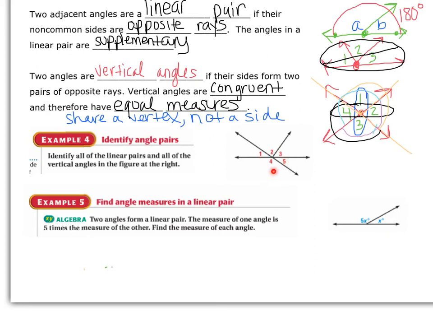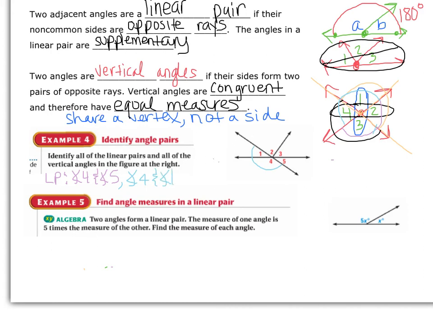5 and 4, do you see 5 and 4 right there? They are sitting right here. And if you were to measure 5 and 4, they would equal 180. So linear pair, angle 4 and angle 5. Then let's see what else. If we keep going around, we can say, okay, look at 4 and 1. Yes, angle 4 and angle 1 are also a linear pair.